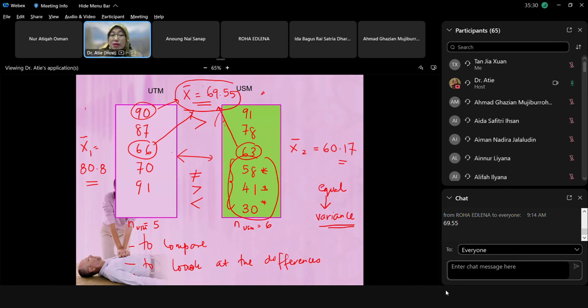So that's what we call independent two samples. But before we can do any comparison or before we can do the data analysis, we want to make sure that they have equal variance. Okay, paham ke? Is everybody okay?